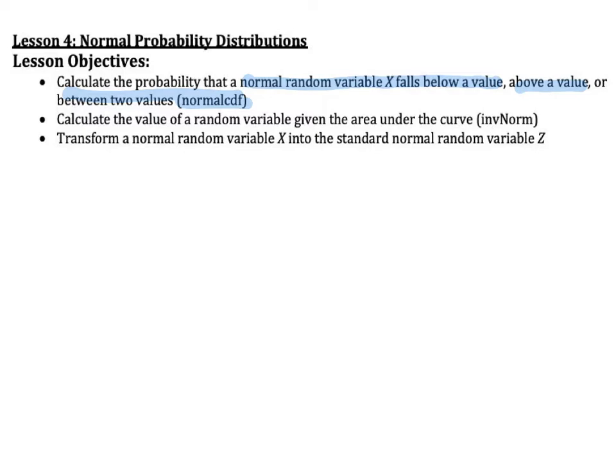We are going to calculate a value of a random variable given the area under a curve, which is inverse norm. This one up here was normal CDF or PDF. This is inverse norm. And then we're going to transfer a normal random variable x into a standard normal random variable z. So you might look at your theorem sheet, or not theorem sheet, sorry, that's geometry. Look at your formula sheet and notice that we have a z-score or a z formula on your formula sheet. So that's what we're referring to when we talk about the random variable z.